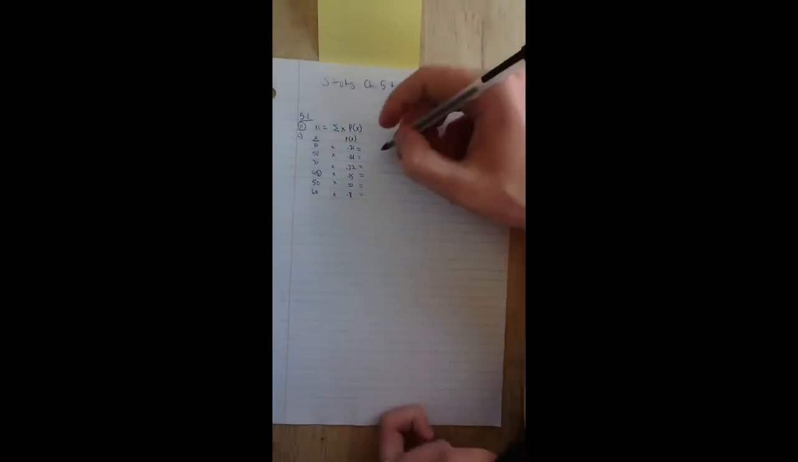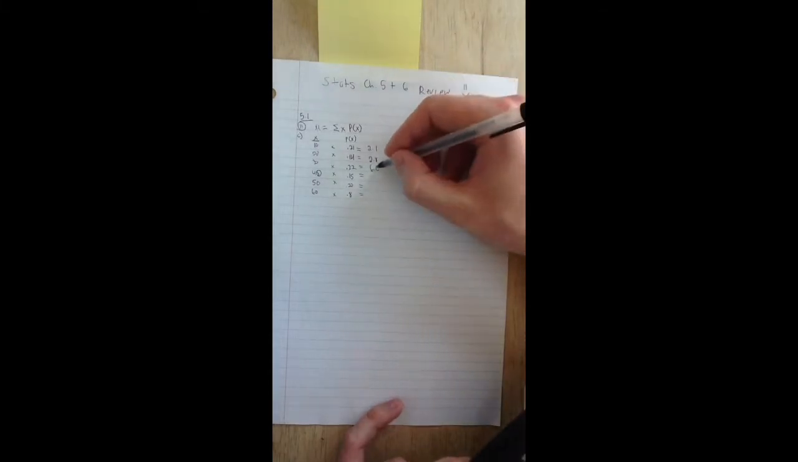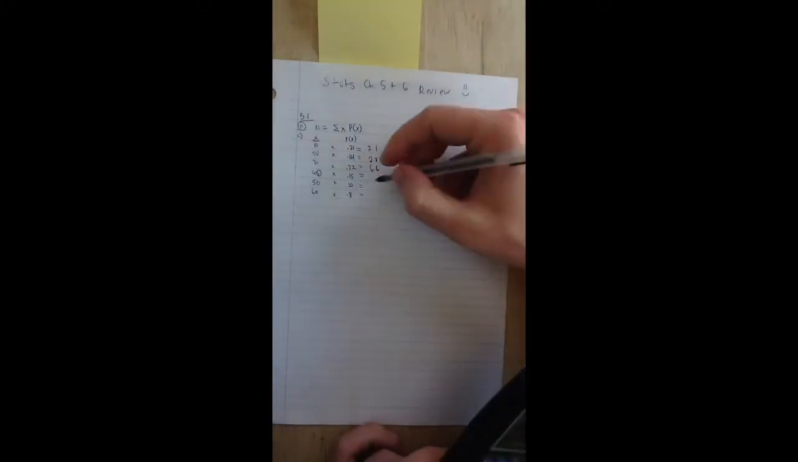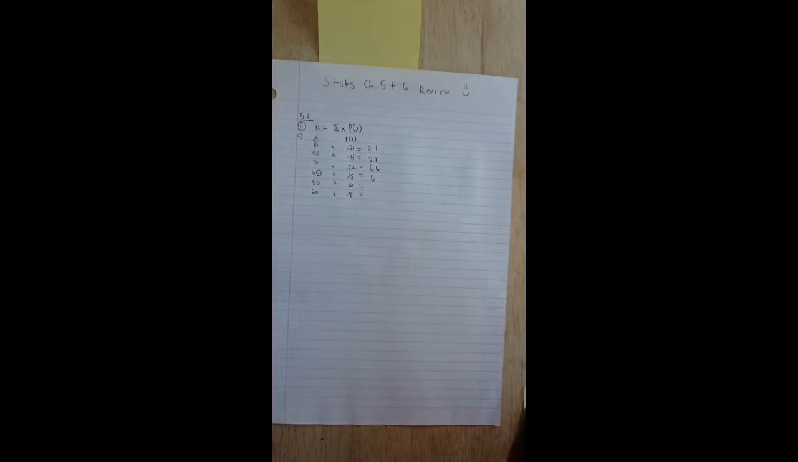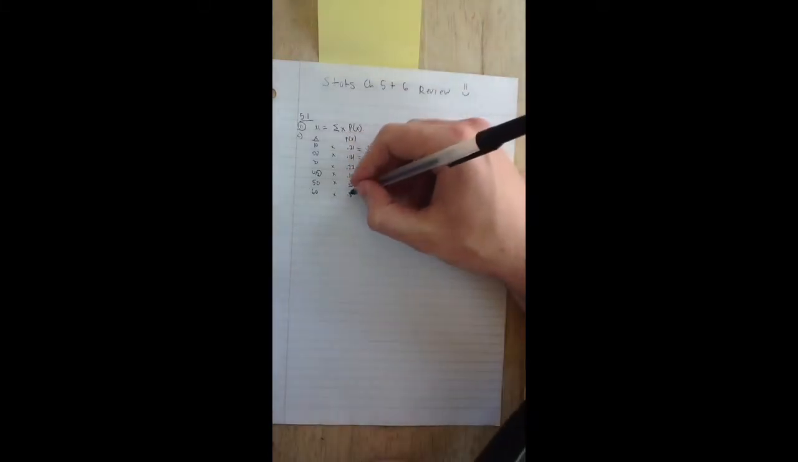Okay. So that would be 10 times 0.21 is 2.1, 20 times 0.14 is 2.8, 30 times 0.22 is 6.6, 40 times 0.15 is equal to 6, 50 times 0.2 is 10, and 60 times 0.08, excuse me, that should be 0.08, is equal to 4.8.